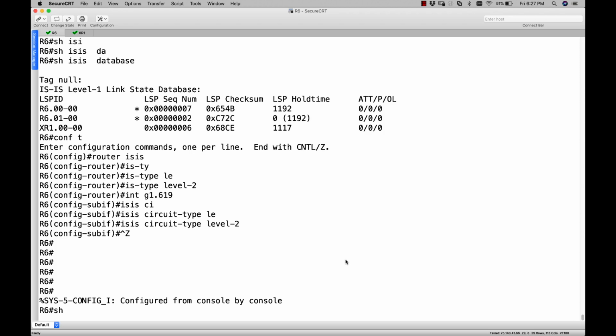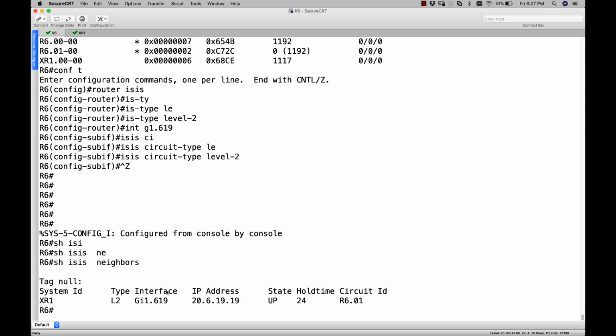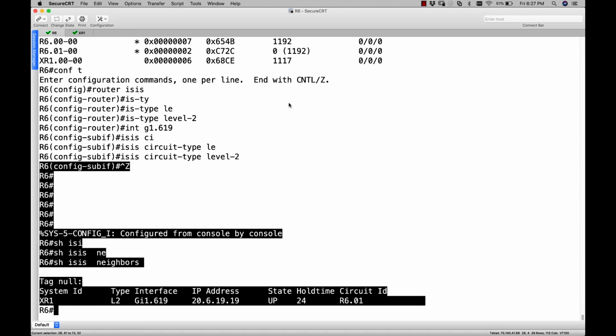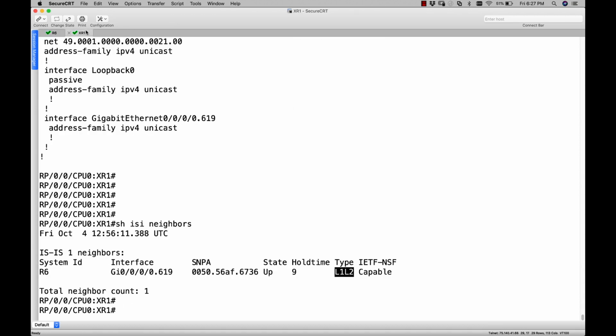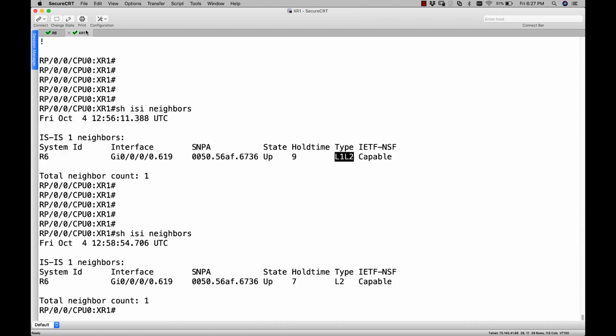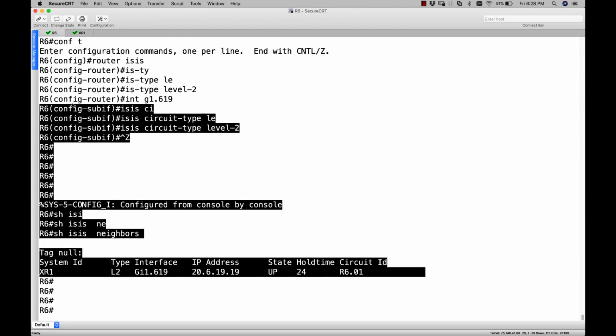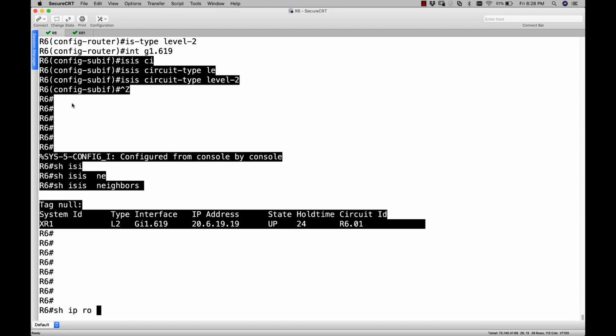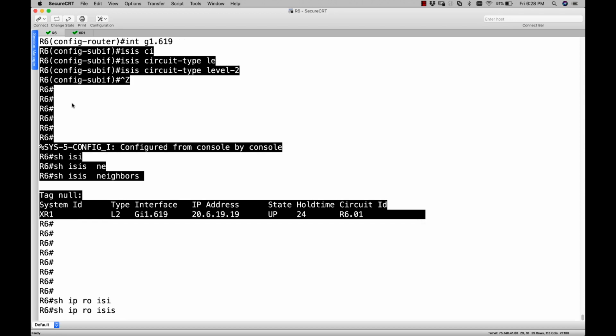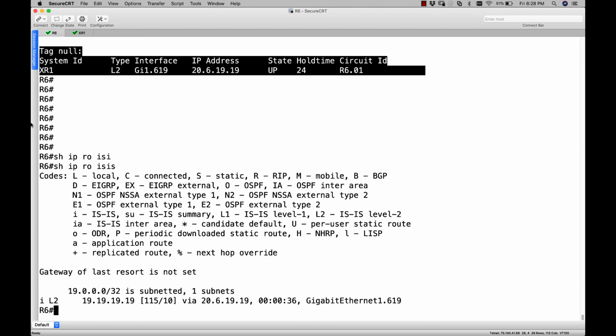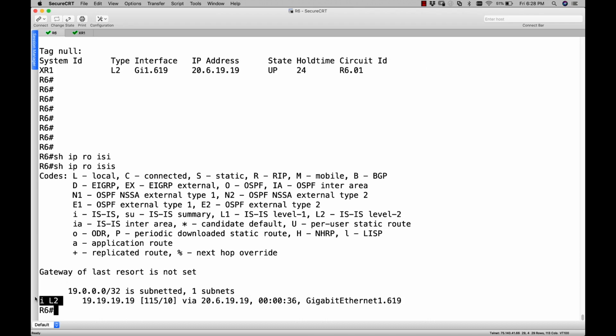So if I do a show ISIS neighbors, I should only see level 2 adjacency with XR1. And if I go back to XR1 and do show ISIS neighbors, again, I only have level 2 adjacency, even though this router is a level 1, level 2 router, and R6 is just L2, they would only establish level 2 adjacency. Now, even though they're in the same area, level 2 can still have intra-area routes. If I do a show IP route ISIS, even though the loopback of XR1 is in the same area, I would see the routes as L2, even though it's intra-area.